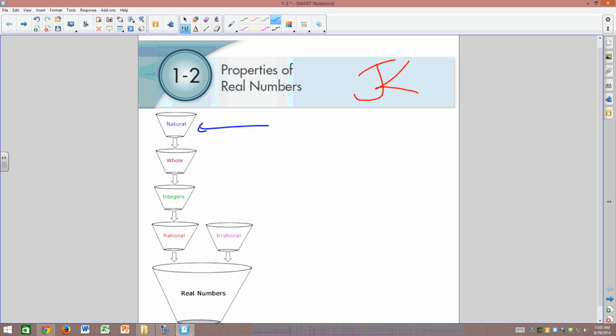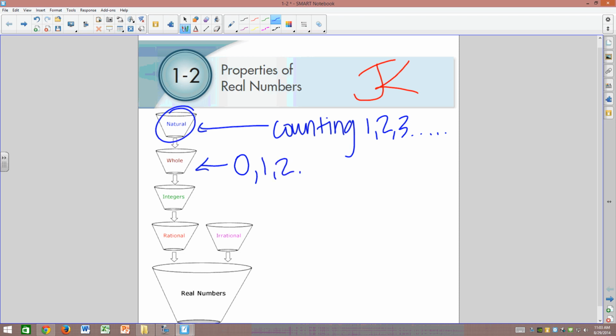So natural numbers. Think of naturally counting. When you're a little kid, when they ask you, can you count? What number do you start with? One. Right. So the one, two, three, etc. are the natural numbers. Whole numbers. Now, the word whole numbers makes me think of a hole in the wall, which looks like a zero. So the only thing different is it has a zero in it. Wait, so you mean that these natural numbers are also whole numbers? Yes, that's why they can fit into the funnel. The only difference is whole numbers adds a zero.